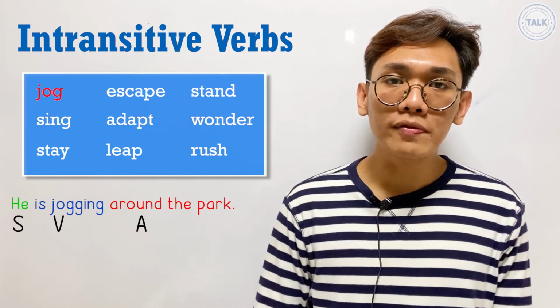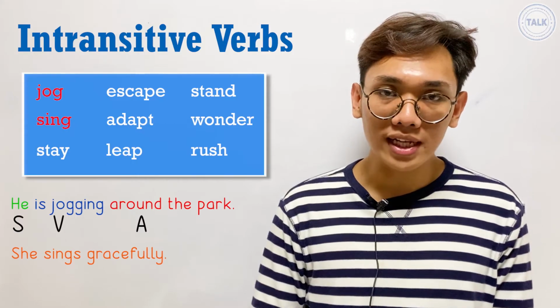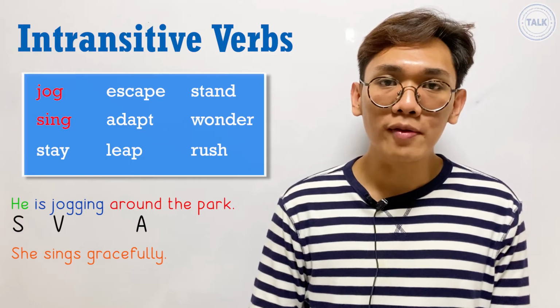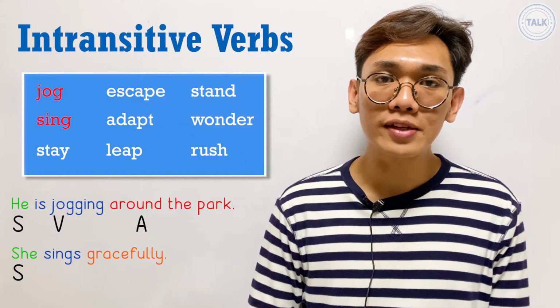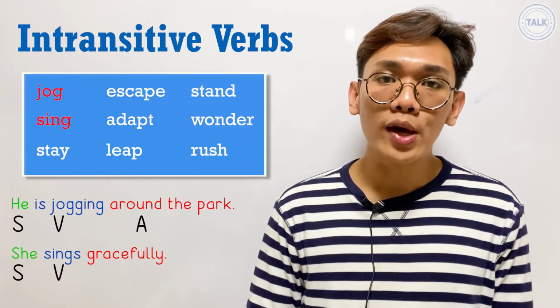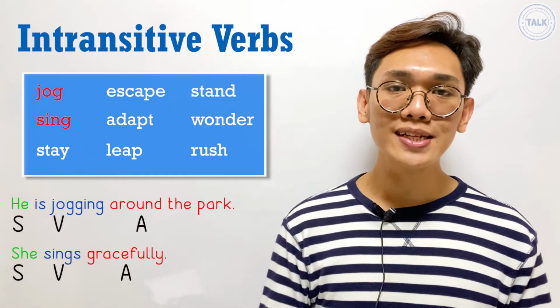Next, we have the verb sings. She sings gracefully. In this sentence, we have she as our subject, sings as our intransitive verb, and gracefully, which is our adverb of manner. Alright, I guess that's already enough information on what transitive and intransitive verbs are, and I hope you were able to learn a thing or two.